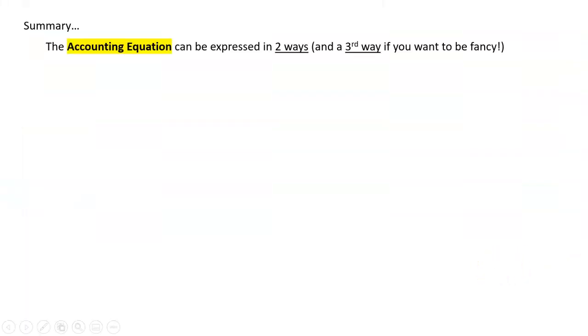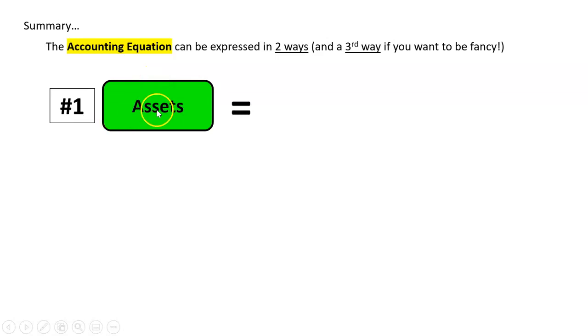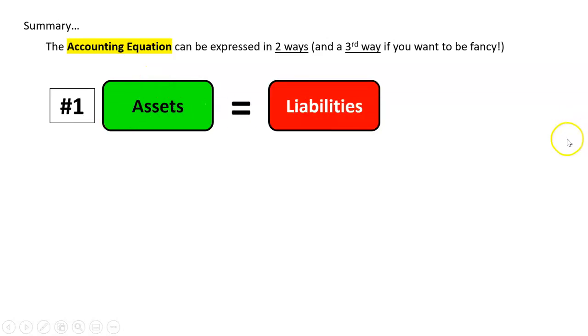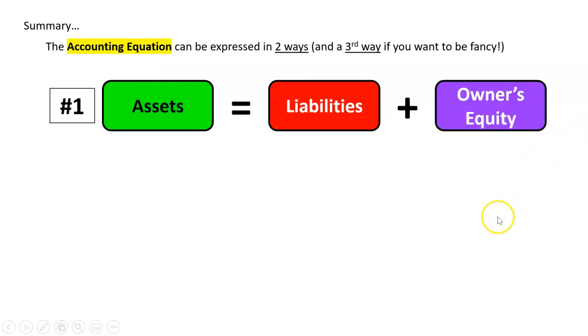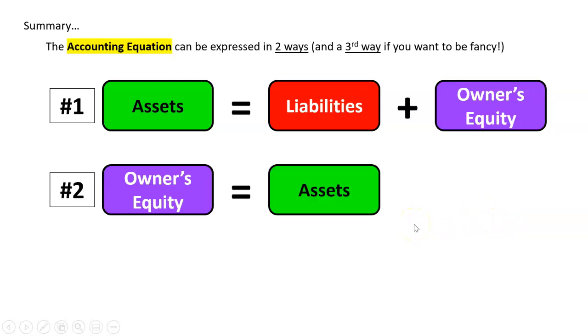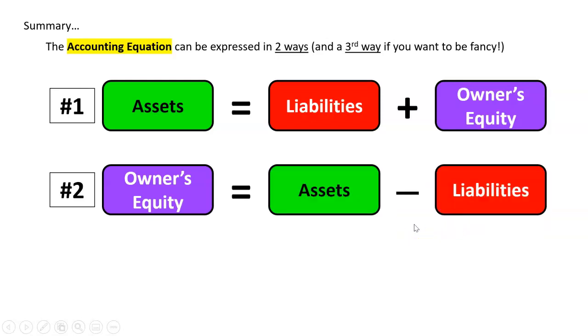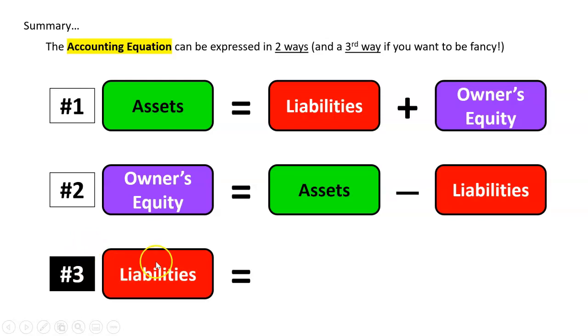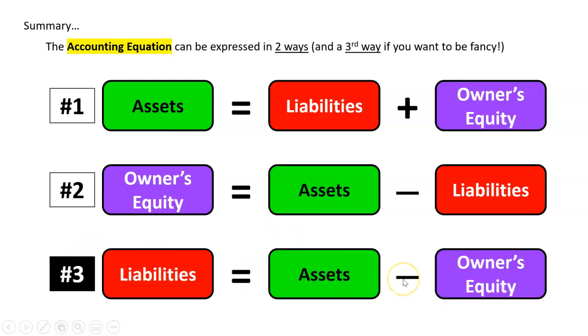So just to summarize what we've done, the accounting equation can be expressed in two ways. There's also a third way if you want to be fancy, but we don't really use it. So let's just have a look. The first way we'll use the most is assets equals liabilities plus owner's equity. We'll also use owner's equity equals assets minus liabilities. And maybe there might be a calculation required. It's very unlikely, but you might need this third one, which is just where you rearrange it and say liabilities must therefore equal assets minus owner's equity. But don't worry too much about that last one.